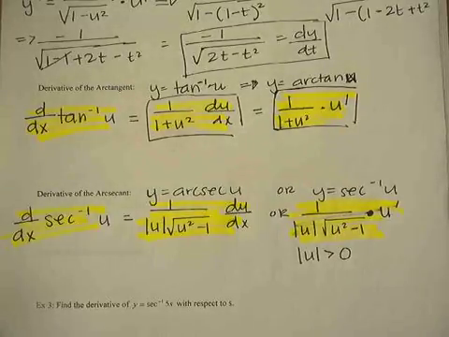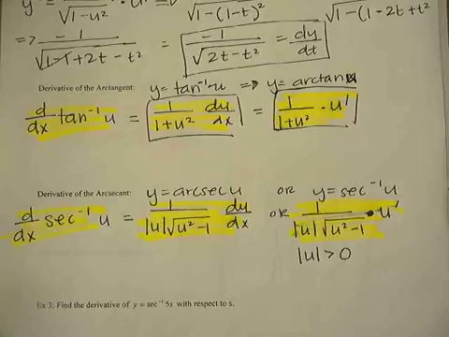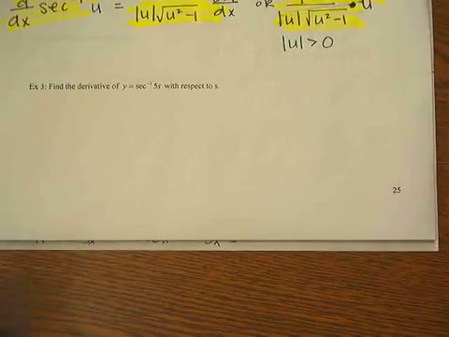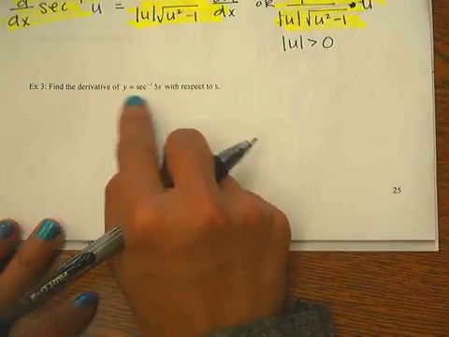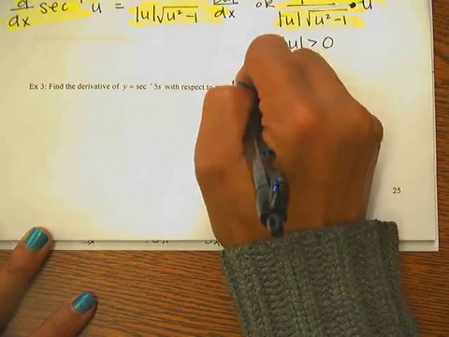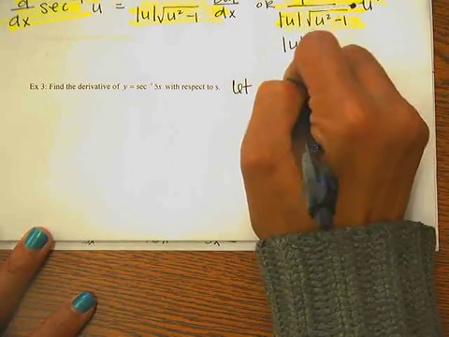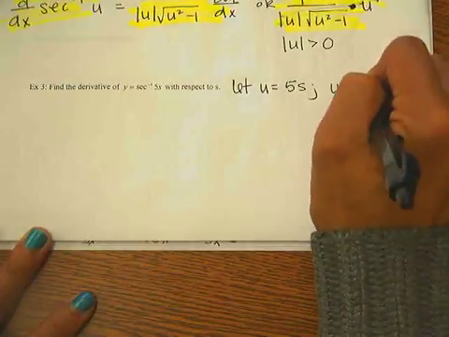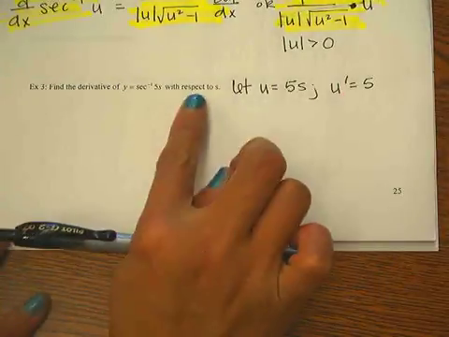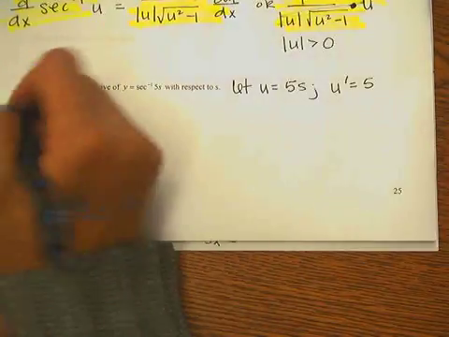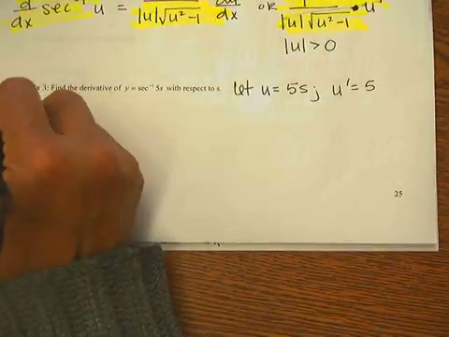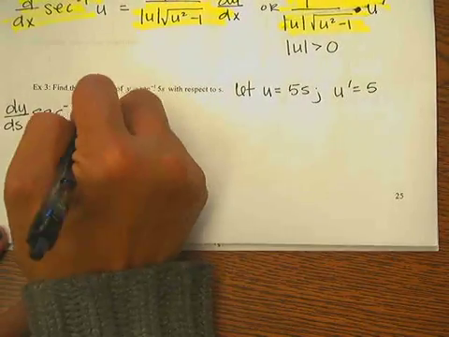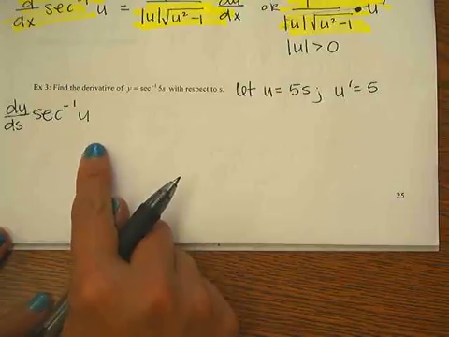All right. Now with that formula written in, let's do our example 3. This is the last one in this video. You are provided y equals secant inverse of 5x. So what I'm going to do is let u be 5x. Then u prime is 5. So I want to take it with respect to x. So dy over dx of secant inverse of u.